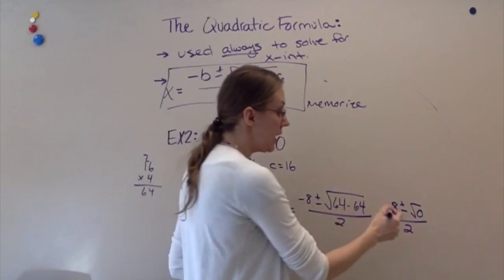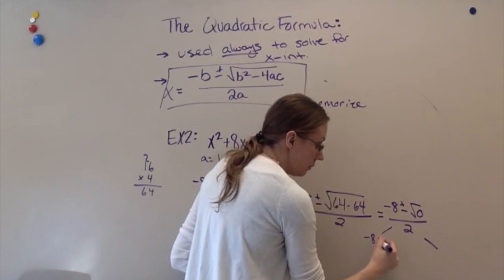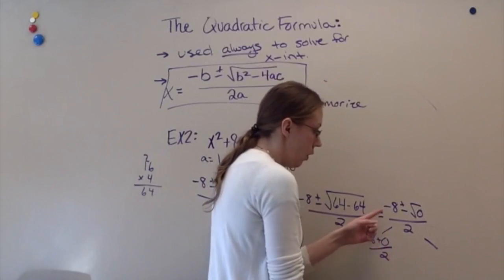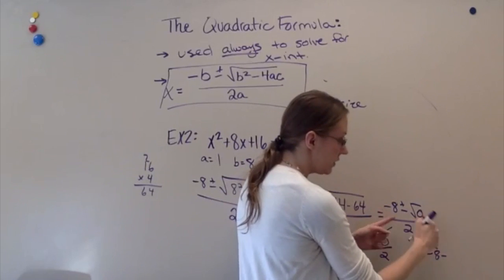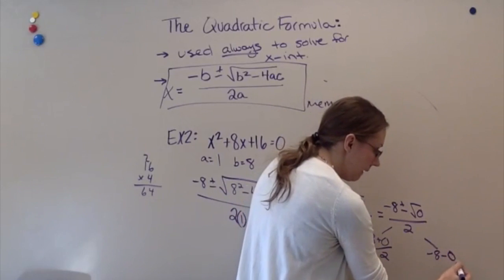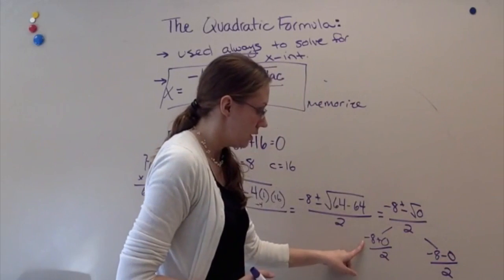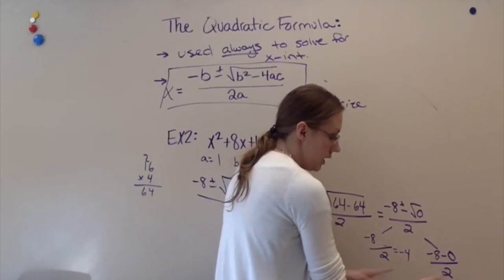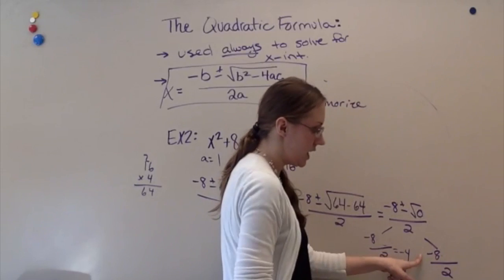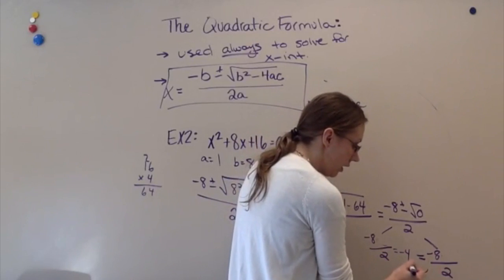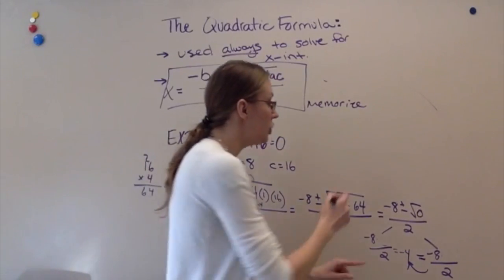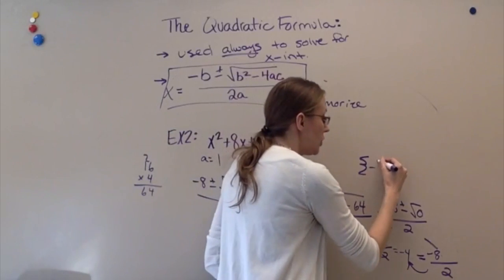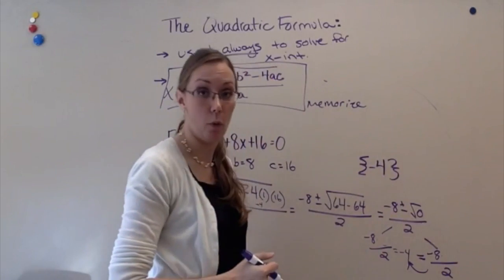Now, again, at this point, we would break it off into 2 solutions. We would do negative 8 plus the square root of 0, which is 0, over 2. Or we would have negative 8 minus the square root of 0, which is 0, divided by 2. Negative 8 plus 0, well, that's negative 8 divided by 2, negative 4. And this, negative 8 minus 0, that's just negative 8 divided by 2. Again, we get our negative 4. So in this situation, we only have one x-intercept, one solution, which is going to be negative 4.